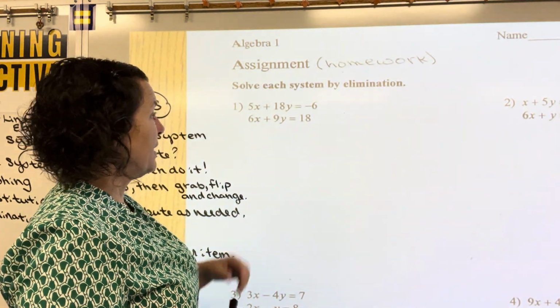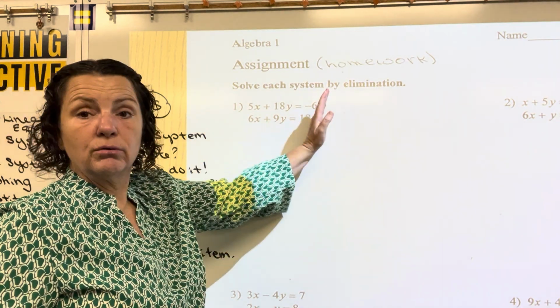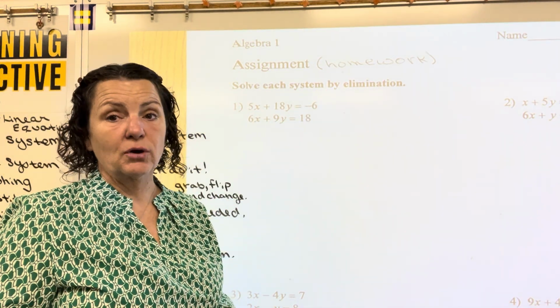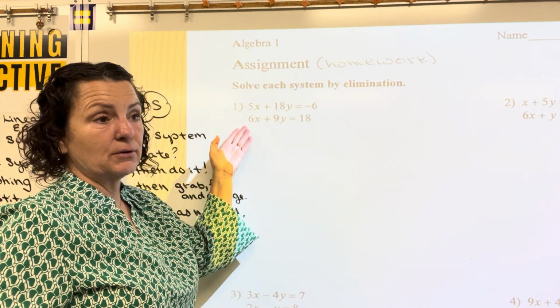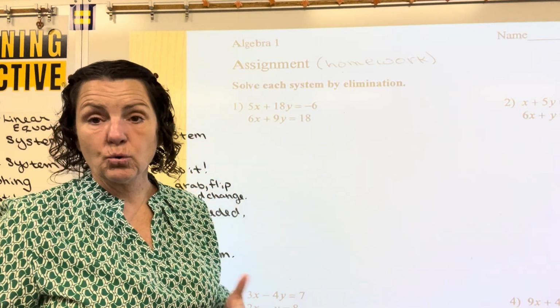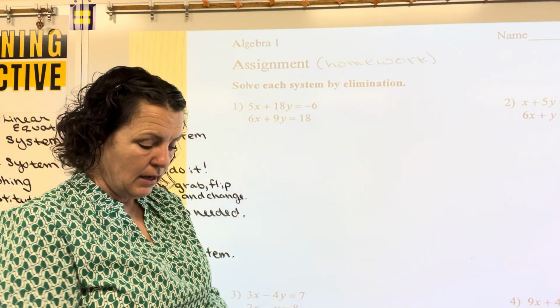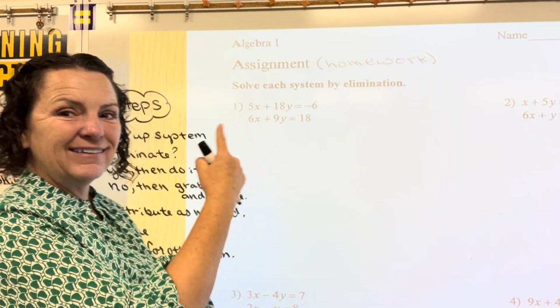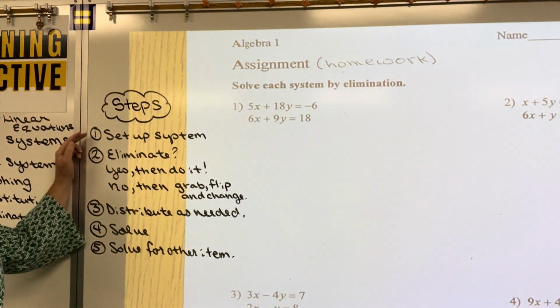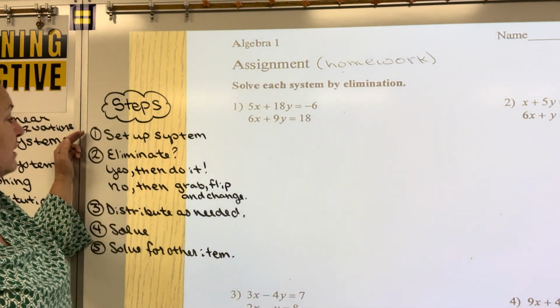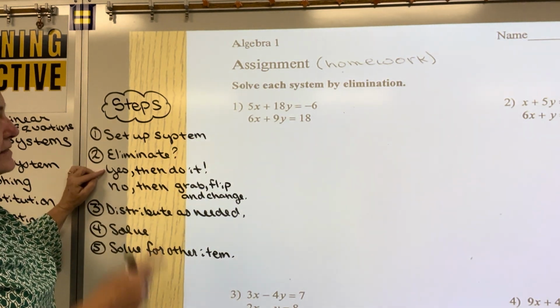Now, some teachers might use different numbers here to multiply through. That's okay. They're going to get the same answer I do. I'm going to use the numbers that are the easiest to work with. That's just me. So let's review our steps. So step number 1, set it up. Done. I already did it for you. Eliminate. Yes. Does anything eliminate?